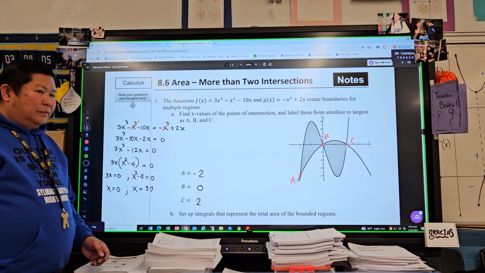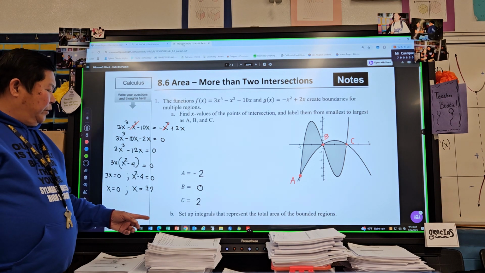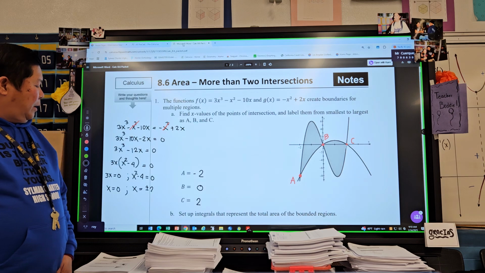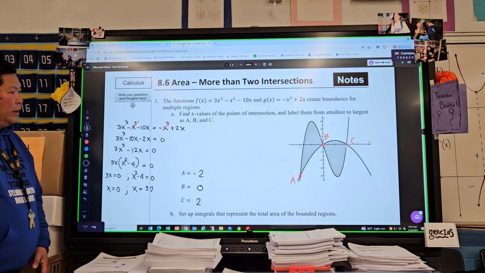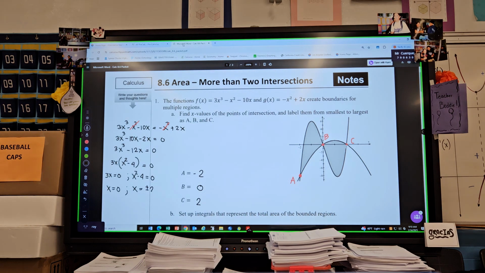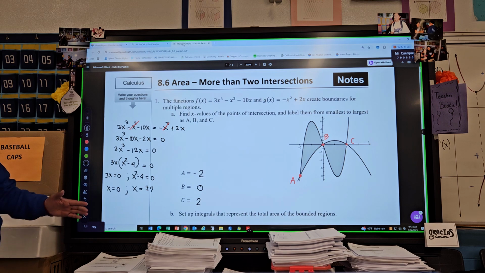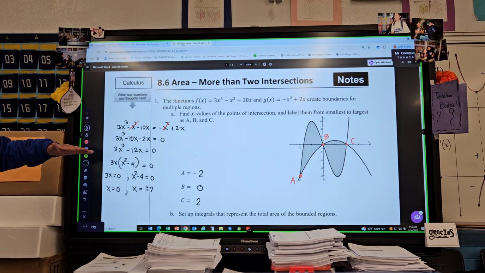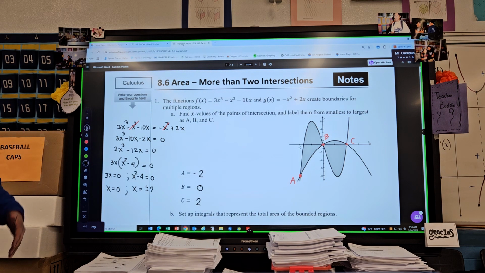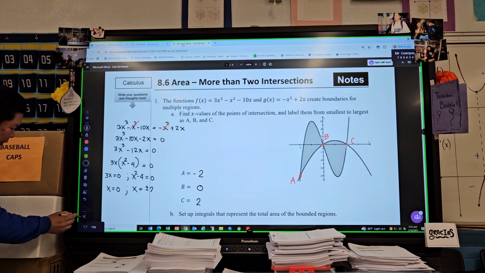Okay. Brandon, can you read problem B for me? Set up integrals that represent the total area of the bounded regions. Okay, we're gonna set up the integrals. So I'm gonna color, but before I color, can I move this up a little bit? Okay. Here, guys.